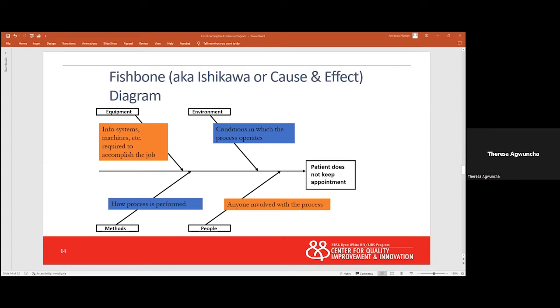Okay, yeah, I think that's my question. So if the problem is patient does not keep appointment, what is an example of an equipment problem that could prevent them from keeping their appointment? Like, how do you decide what those are?